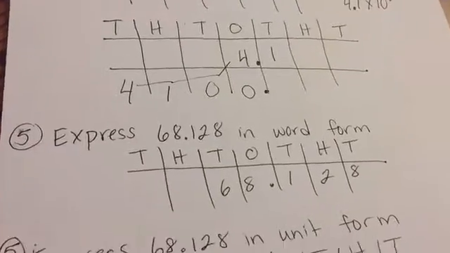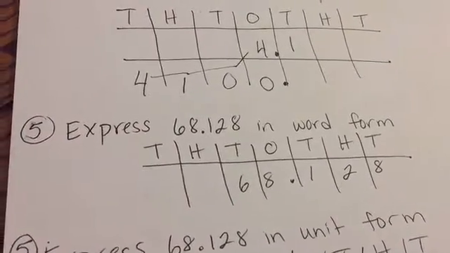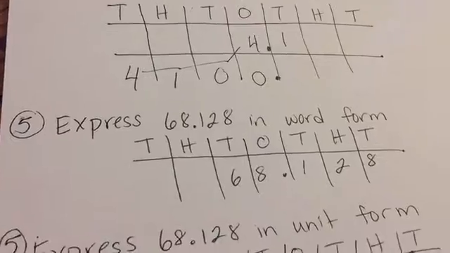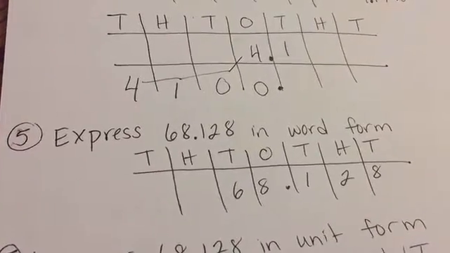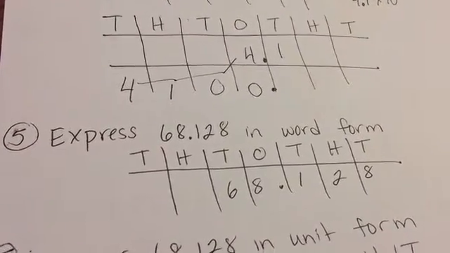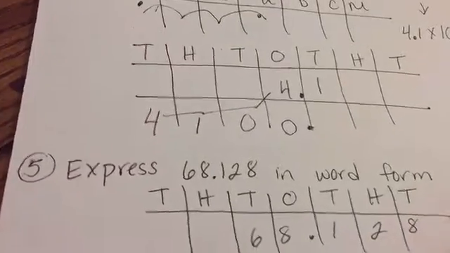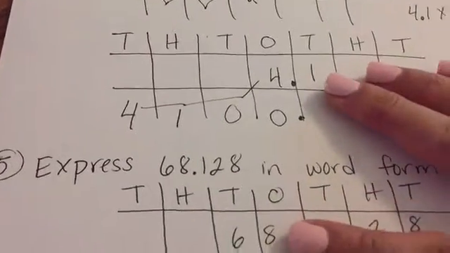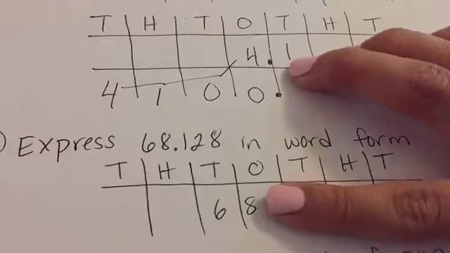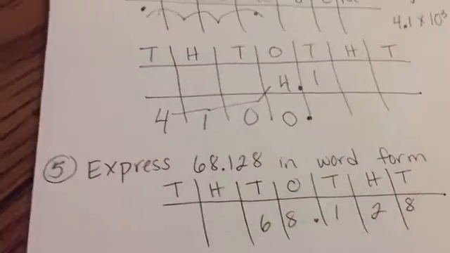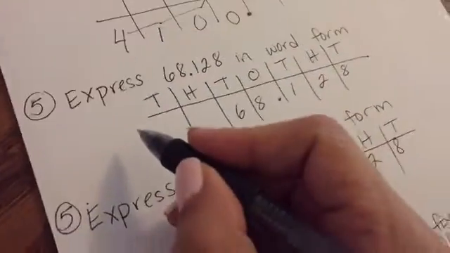And when we're writing in word form, which a lot of students confuse with unit form, we are not doing any specific digit by digit. We're just looking at whole numbers. So I told them to cover up everything behind the decimal. And what number do you see? You see a 68. So go ahead and write down 68.